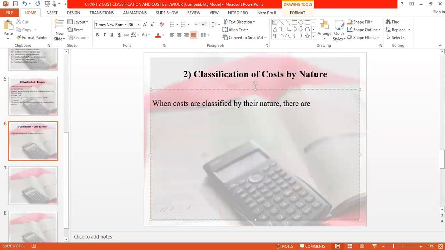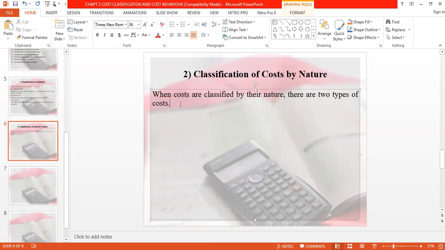there are two types of costs. So when you classify costs by their nature, there are two types of costs. The first type can be direct costs, or it can be indirect costs. So when you classify costs by their nature, it can either be direct costs or indirect costs.